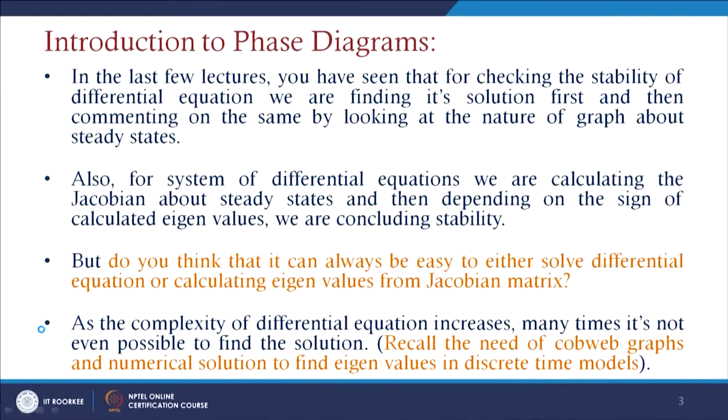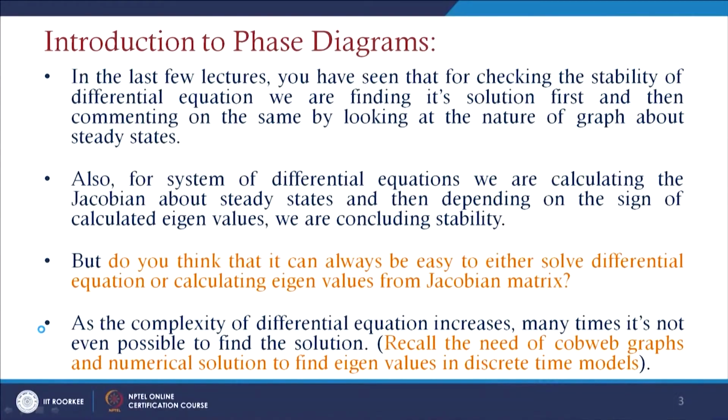Also, for a system of differential equations we calculate the Jacobian about the steady states, and then depending on the sign of the calculated eigenvalues we conclude about stability. But it is difficult to find this Jacobian matrix or calculate the eigenvalues, and we cannot say what type of behavior it shows under stability or instability conditions. Do you think it is always easy to either solve a differential equation or calculate eigenvalues from a Jacobian matrix? No, it is not always easy.